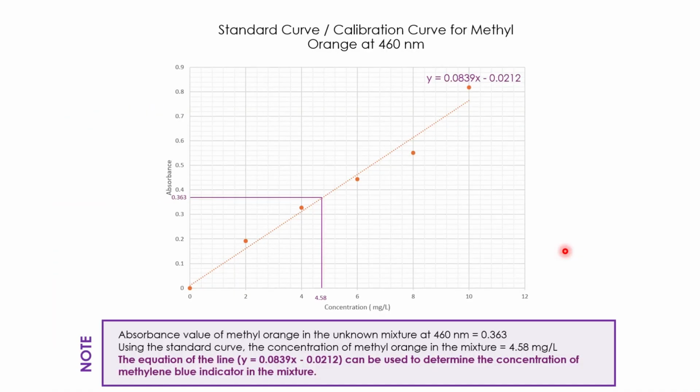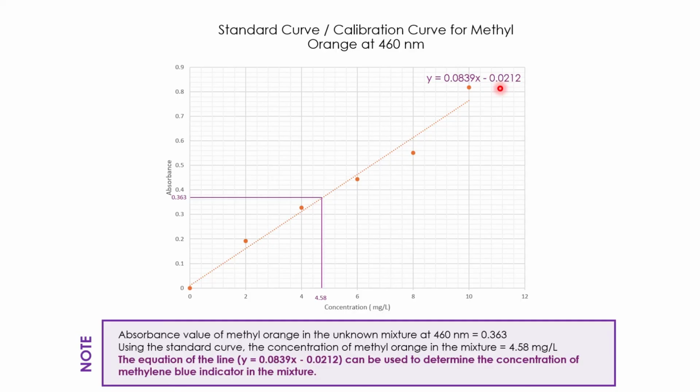After plotting the calibration curve, we will also have to determine the equation of the line, and this happens to be the equation of the line for the calibration curve, which is giving us y equals 0.0839x minus 0.0212, where y happens to be the absorbance value, 0.0839 happens to be the slope, the x is the concentration, and the negative 0.0212 is the intercept.